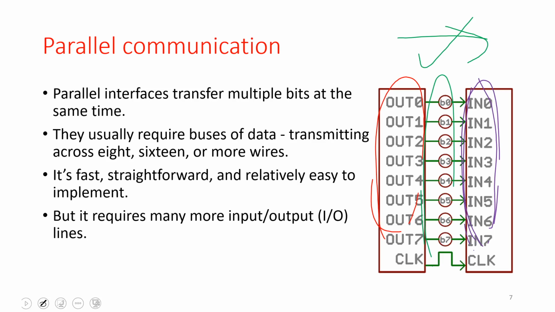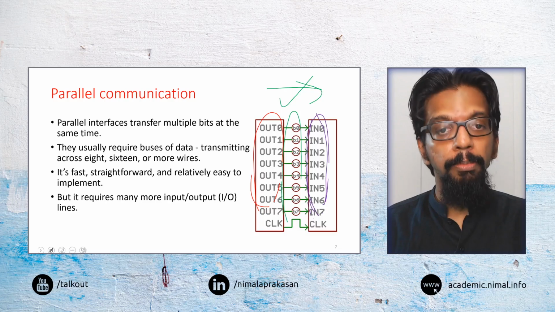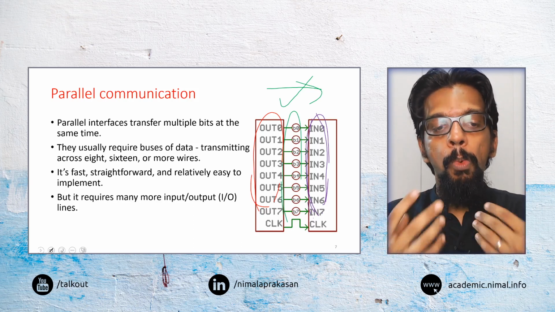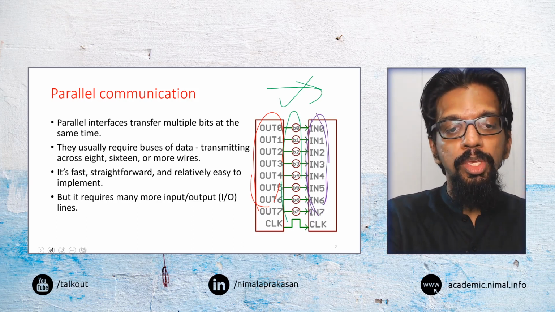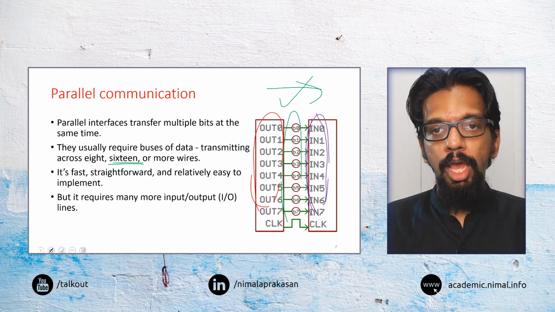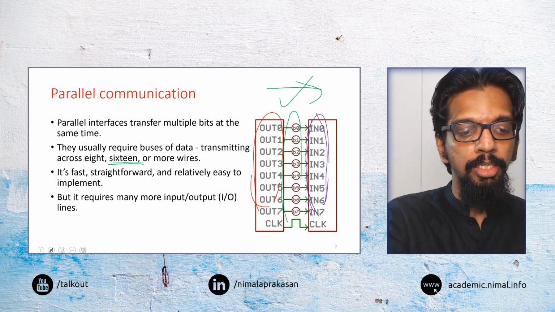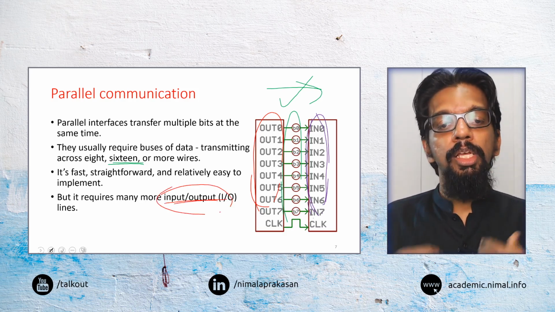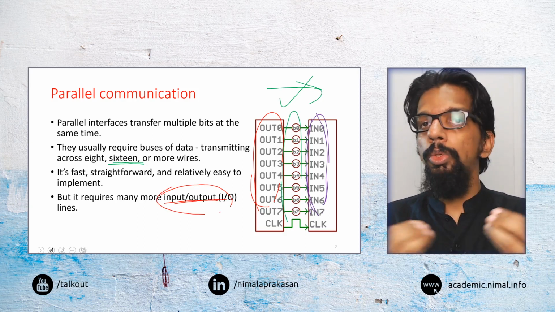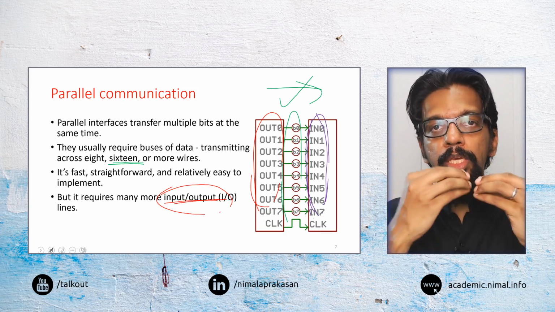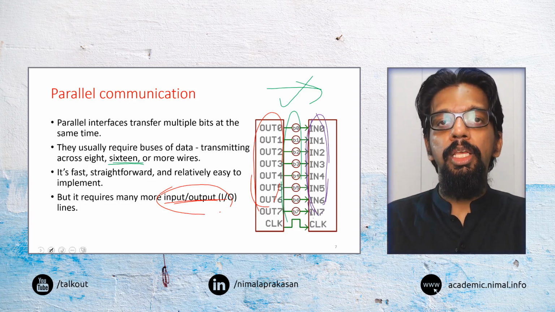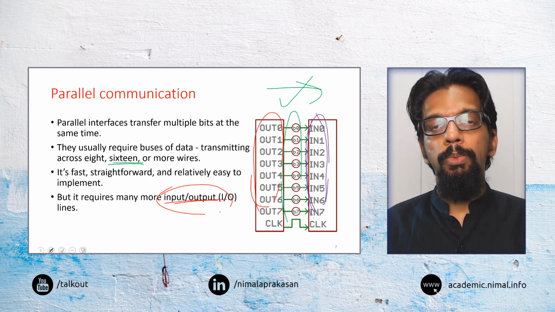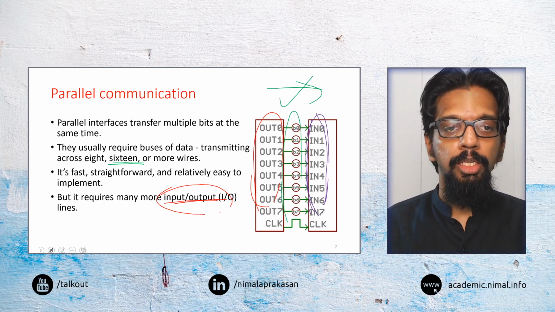But one of the main drawbacks with parallel communication is it would require more input-output lines. Say, if we use 16-bit parallel communication, then that would mean we would need to have 16 wires. So that would make the type of communication, the cabling and so on, much larger in size, and the devices can also become larger because of that particular reason.